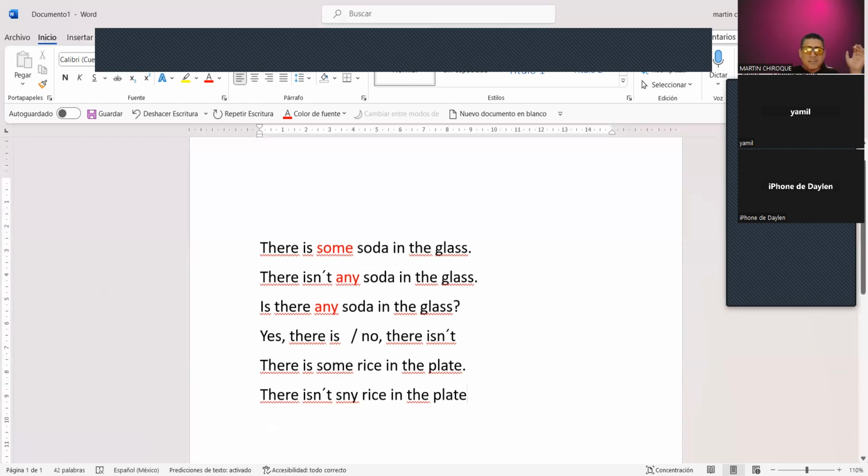Good. And what is the interrogative form? Volunteers. Interrogative. Is there some rice in the plate? Repeat one more time. Is there some rice in the plate?